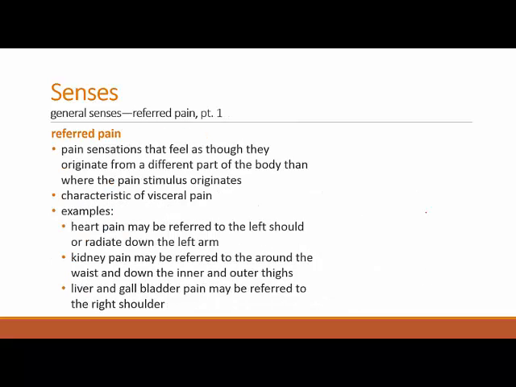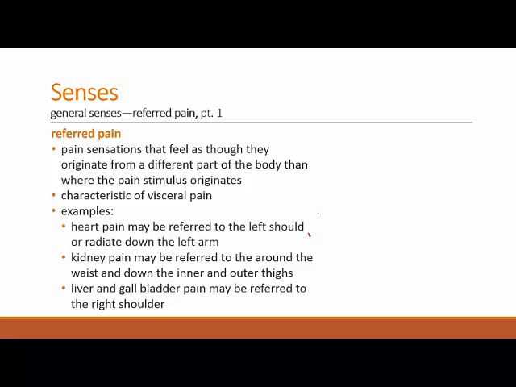So there is a really unusual characteristic associated with pain, and that is what's termed referred pain. These are pain sensations that feel as though they originate from a different location in the body than where the pain stimulus is really coming from. And referred pain is characteristic of visceral pain. And so there are some classic examples of referred pain.